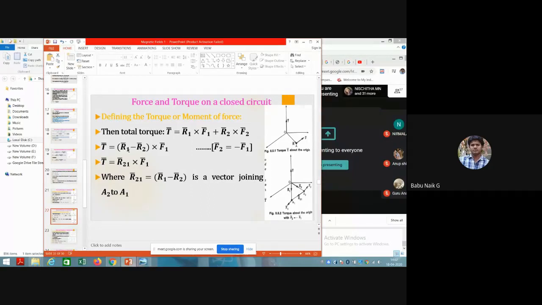After substituting F2 equal to minus F1, I can take F1 out as common, since it is constant, and I get R1 minus R2. R1 minus R2 is nothing but R21, the vector between these two points, from A1 to A2. So the torque is R21 cross F1 vector, where R21 is equal to R1 vector minus R2 vector, the vector joining A2 to A1.